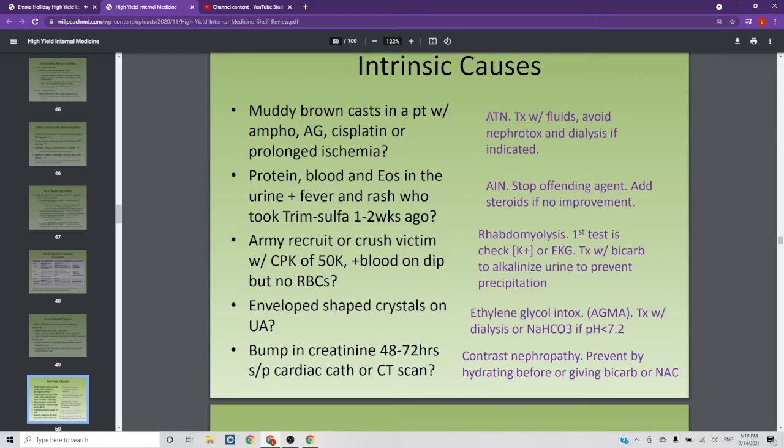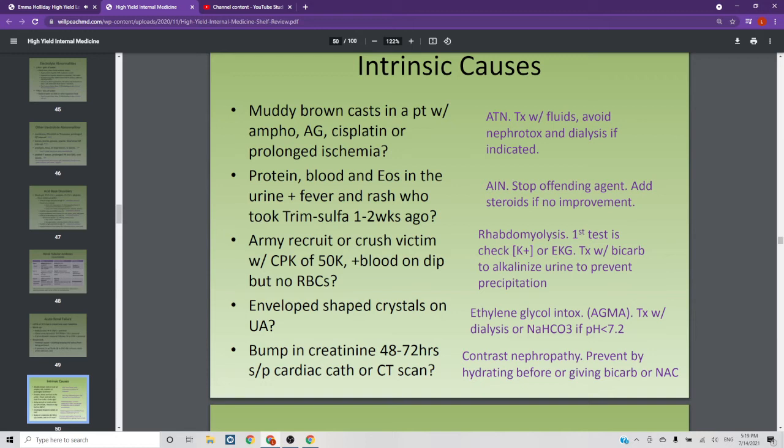You always want to think about what's going to kill your patient. ATN, renal failure is not going to kill your patient immediately, but hyperkalemia will, right? It can cause arrhythmias and death. So if you ever suspect crush injury or suspect they're trying to point you in the direction of rhabdo, get a potassium level or an EKG.